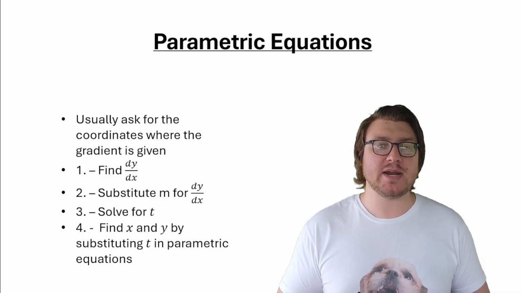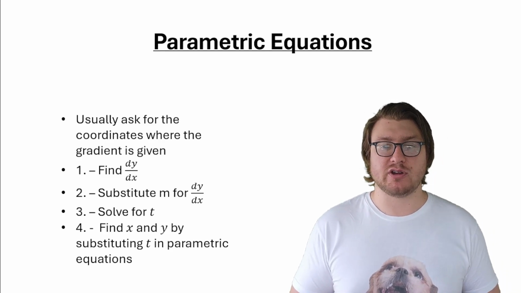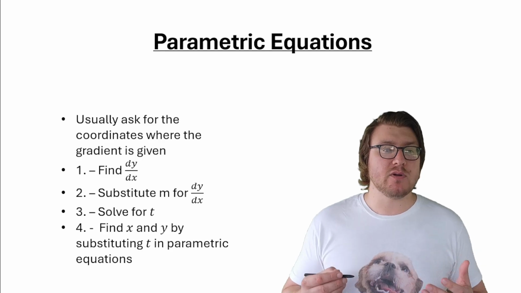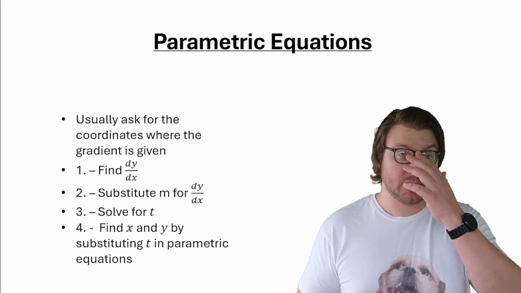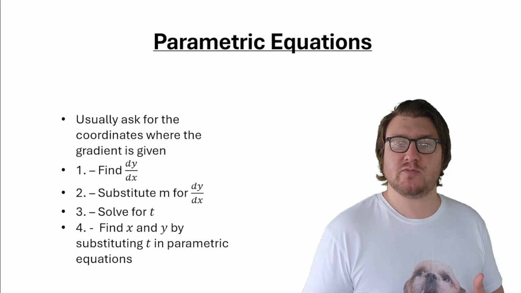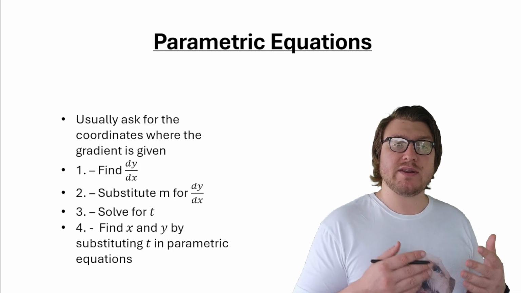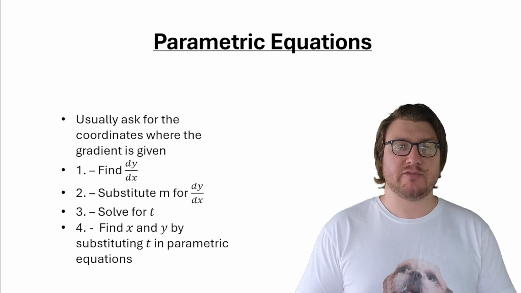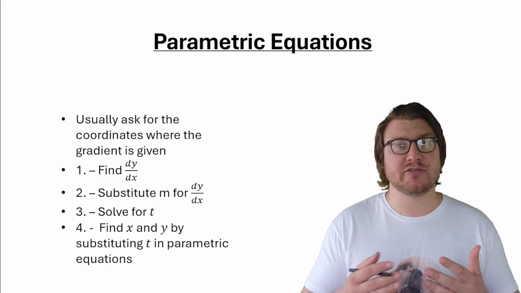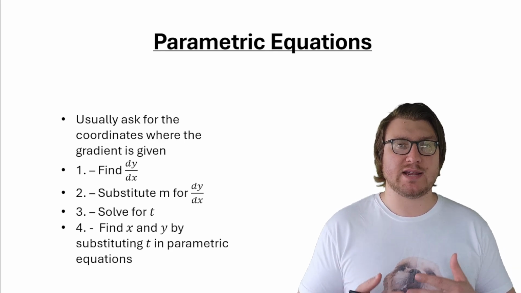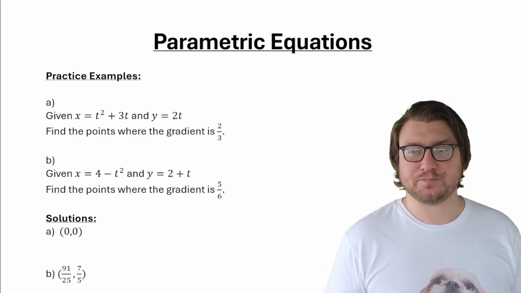Now, usually parametric equations ask you for coordinates when they give you a certain gradient. So again, they're going to give you a gradient, so we need to find dy/dx first. We can then substitute the gradient into dy/dx and solve for t. Well, if we do this, we find the value for t where we have a given gradient. How do we now find the coordinates? Well, we have specific equations both for x and y in terms of t. So let's see a couple of examples.